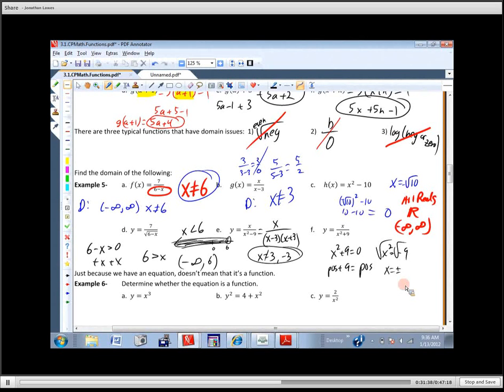So this one is, let me write it here. The domain is from -infinity to infinity. It's all real numbers. Okay? Any questions?